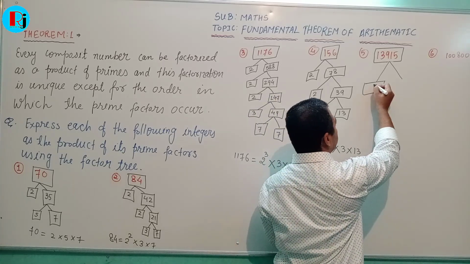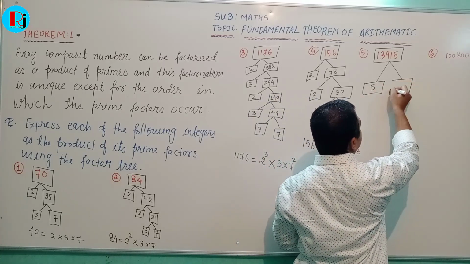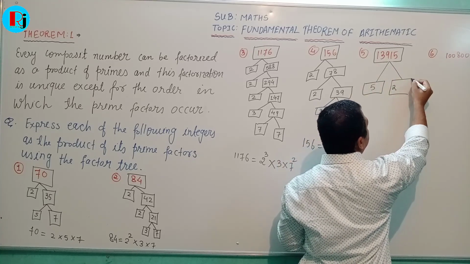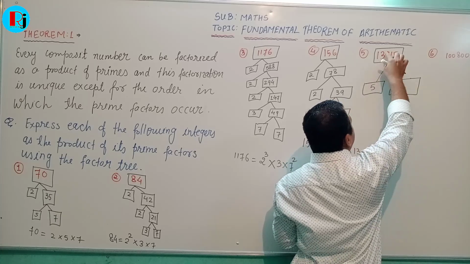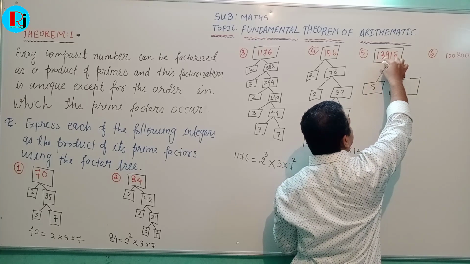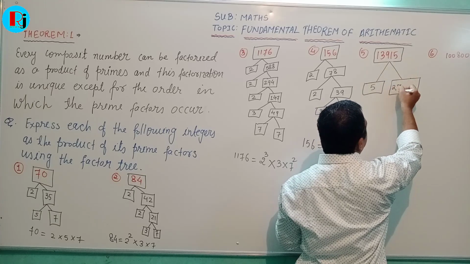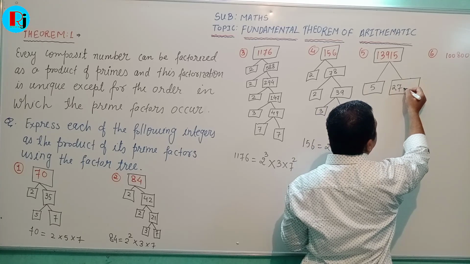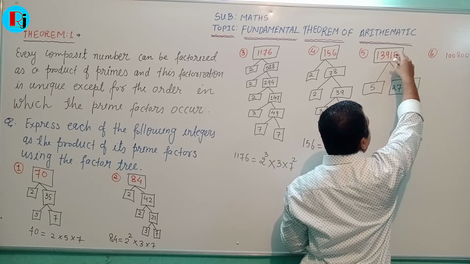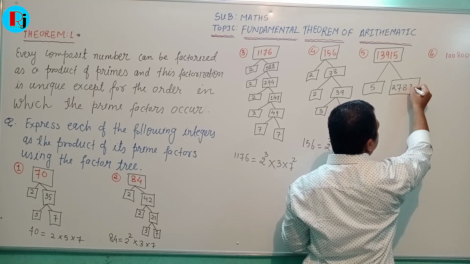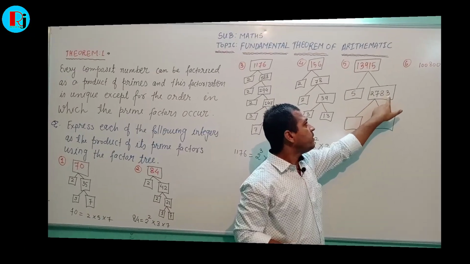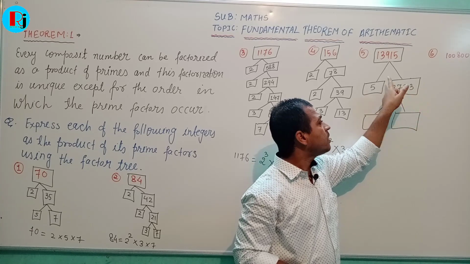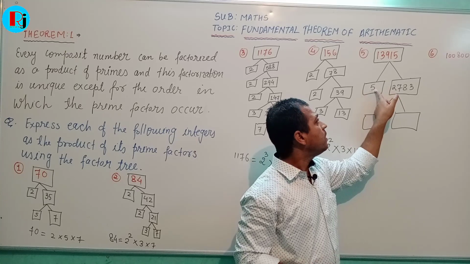So trying with 5, students. 5 2s are 10, 39 will be there, 5 7s are 35, 41 will be there, 5 8s are 40, 15 will be there, 5 3s are 15. Again you can see that we are getting 3 over here. It means this number is not divisible by 5 or 2.